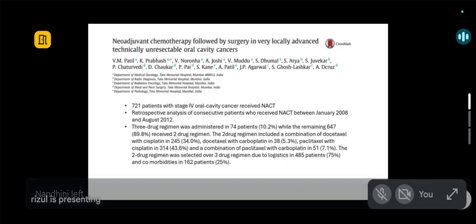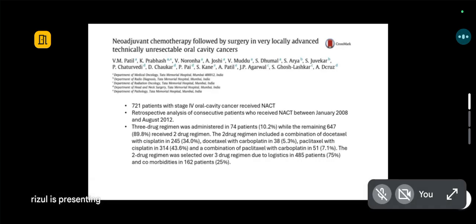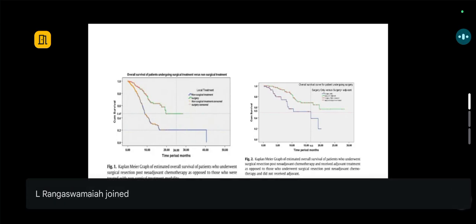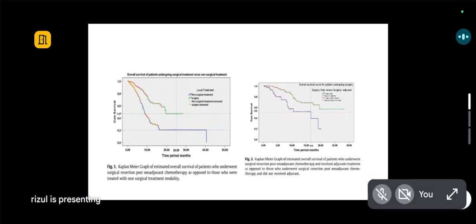These logistic issues they saw were finances, unwillingness for prolonged admissions, or inability to follow up in the OPD department till the next cycle. So this was a graph that shows the overall survival rate if we go with neoadjuvant chemotherapy followed by surgery, and they clearly show that it has a better overall survival and disease free survival outcome.